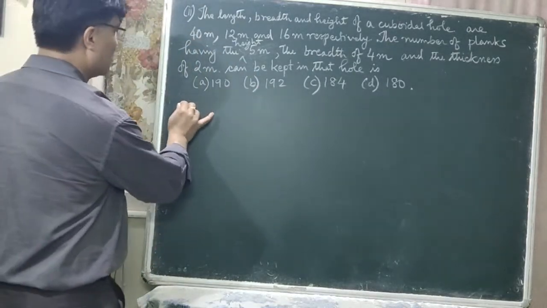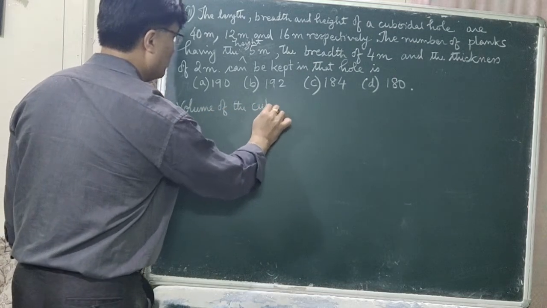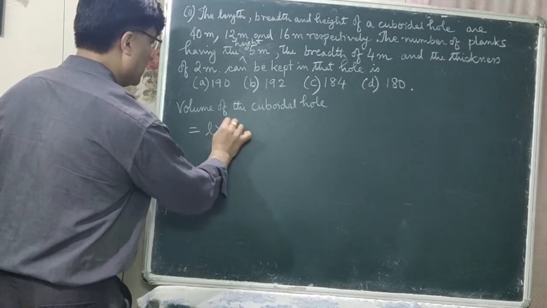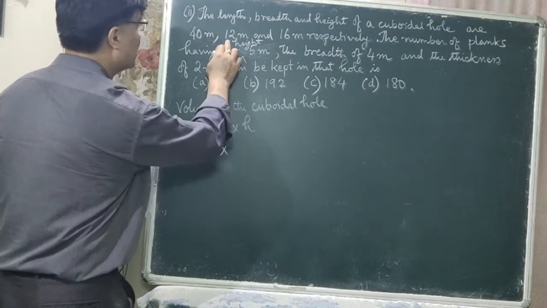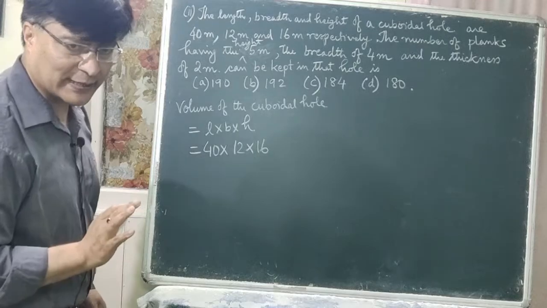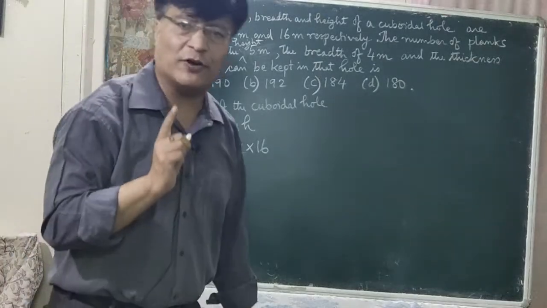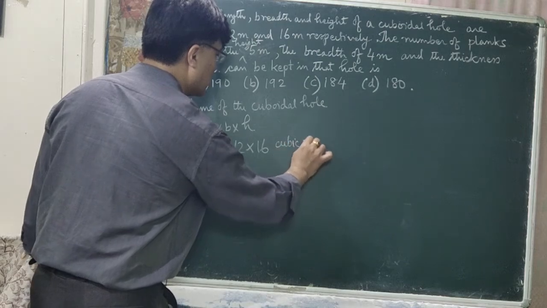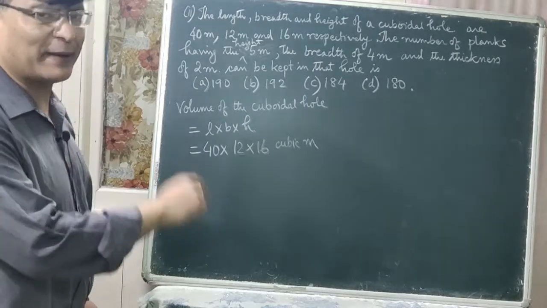Now, volume of the cuboidal hole. What is the formula? Length into breadth into height. So what is the length here? 40. What is the breadth? 12. And what is the height? 16. Don't multiply them. Keep it as it is, right? So if you keep it as it is, it will be easier for you to simplify it, right? So this is your cubic meter. So this is the volume of the cuboidal hole. Now you have to find out the volume of each plank.